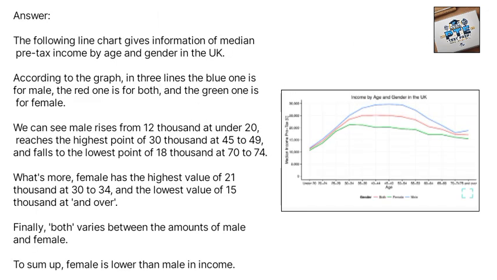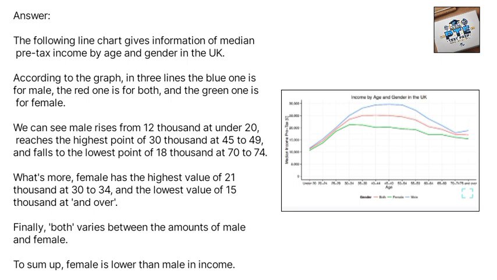The following line chart gives information of median pre-tax income by age and gender in the UK. According to the graph, in 3 lines the blue one is for male, the red one is for both, and the green one is for female. We can see male rises from 12,000 at under 20, reaches the highest point of 30,000 at 45 to 49, and falls to the lowest point of 18,000 at 70 to 74.